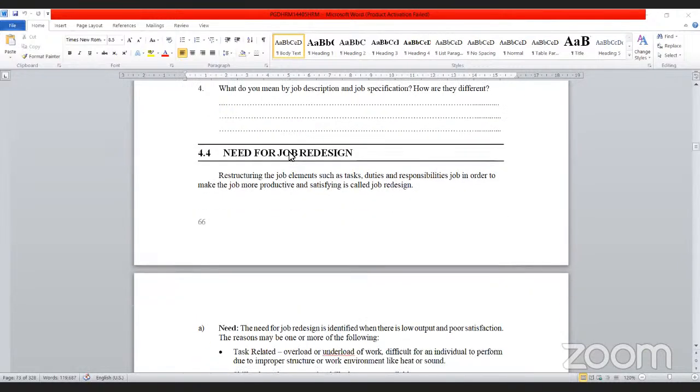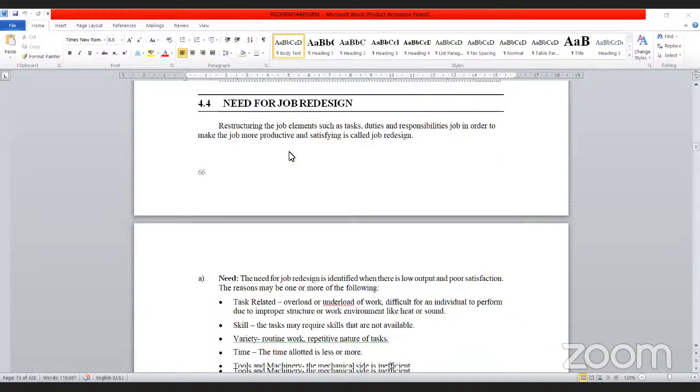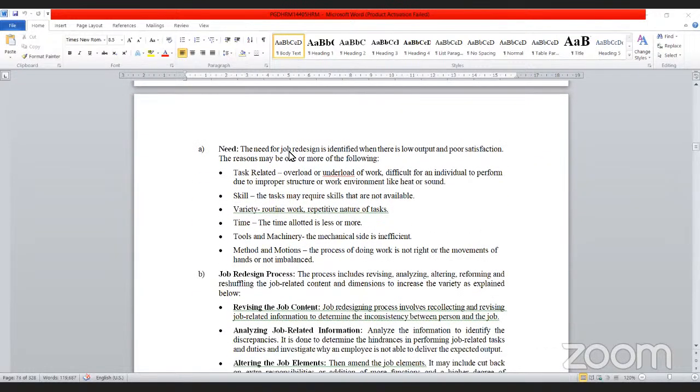Let's understand the need for job design. The need is because of the routine work or repetitive tasks that can be cut out, the tools and machineries that are used, the time which is allotted for a particular task, the method that is being used, and the skill that is required.